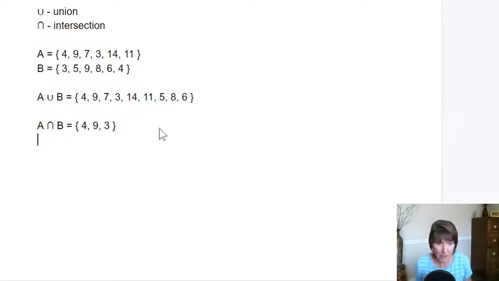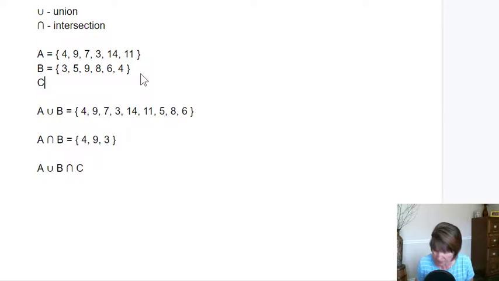Now you can put these together in combinations, right? So we could say A union B, and then we can intersect that with something else. So you can get more complex here. So we could say intersection C. Now when we do this, we'll need to have a set C. So let's create a set C that has 4, 12, 8, and 16. All right, so there's set C.